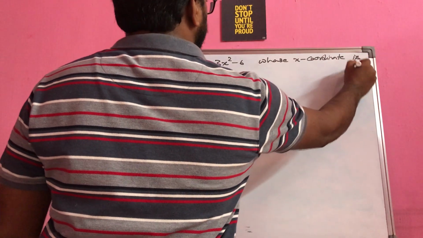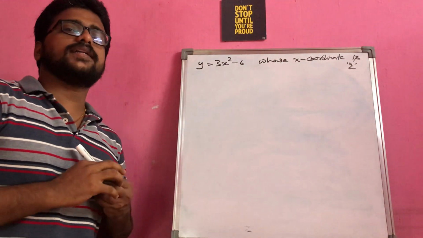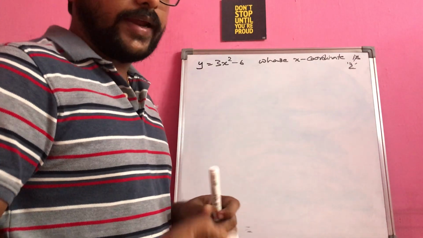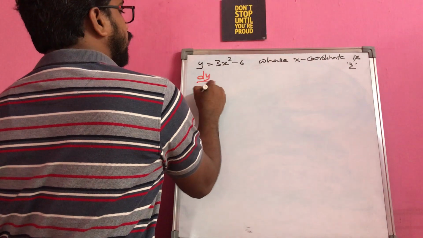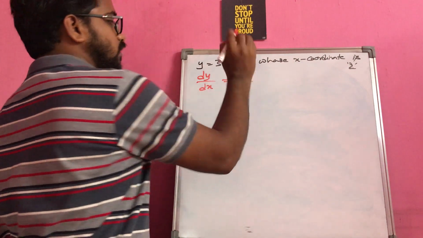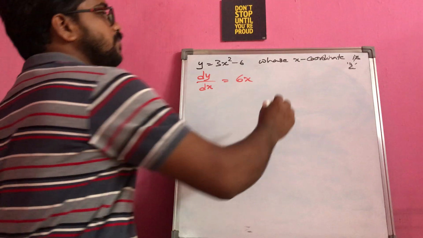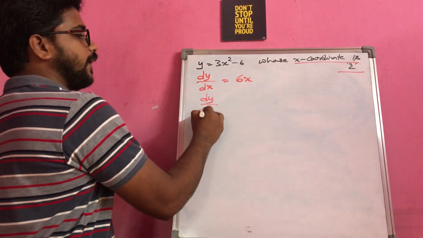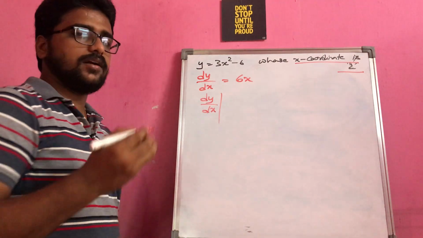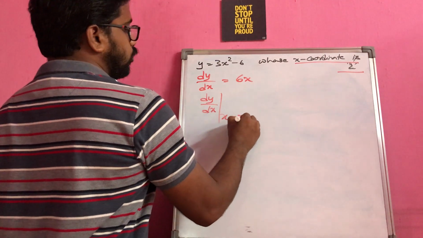Just understand the question. They are not asking you to find the equation of the tangent. They are asking you to find the slope of a tangent. So for the slope of a tangent, you have to just find the differentiation, 6x, you will be getting. Now see, they mentioned here the x coordinate is 2. So that means you have to find the slope of the tangent at the point x is equal to 2.